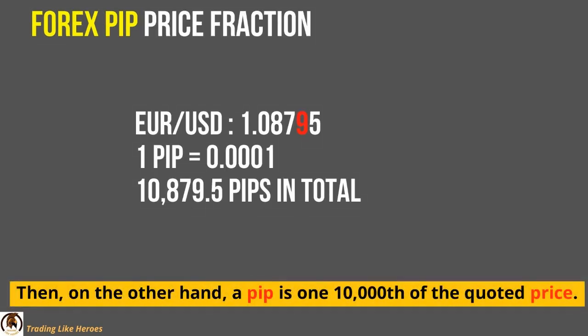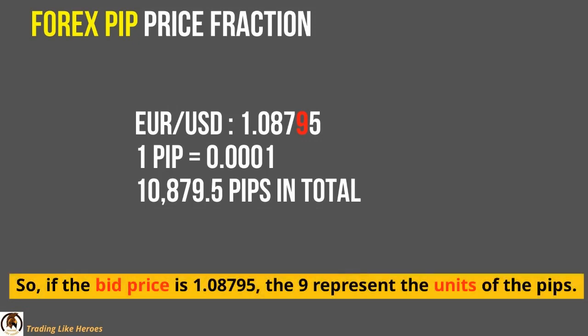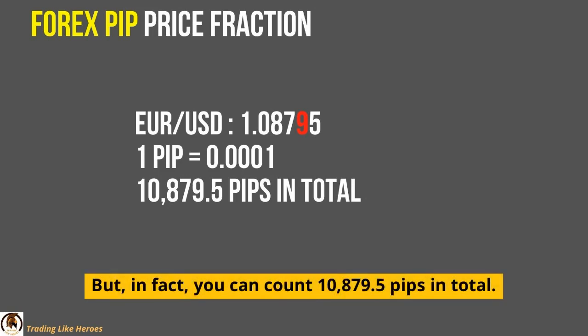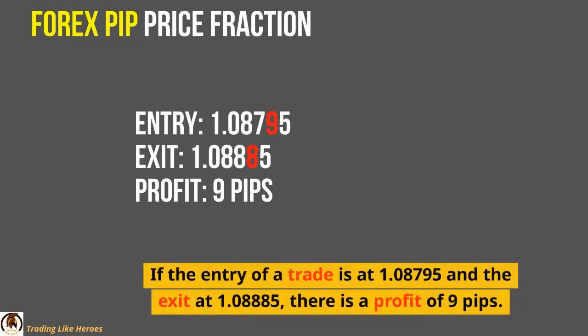Then, on the other hand, a pip is 1/10,000th of the quoted price. So, if the bid price is 1.08795, the 9 represents the units of the pips. But, in fact, you can count 10,879.5 pips in total. If the entry of a trade is at 1.08795 and the exit at 1.08885, there is a profit of 9 pips.